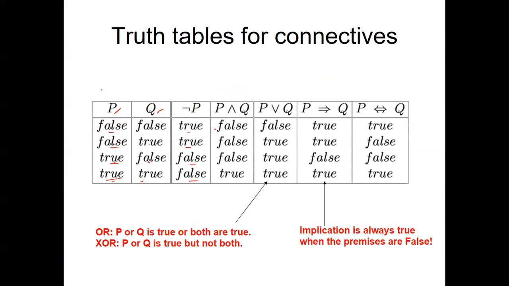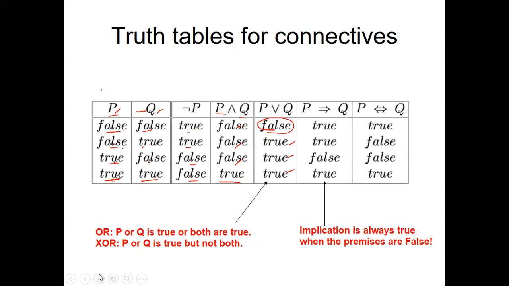And what is P and Q? It will be true only when both P and Q are true. So when P and Q are true, the result is true. In all other cases, it is false. And what is P or Q? It will be true when either P or Q is true. So it will be false only when both are false. So at this place it is false. In all other places it is true.